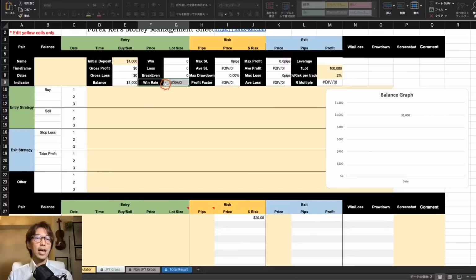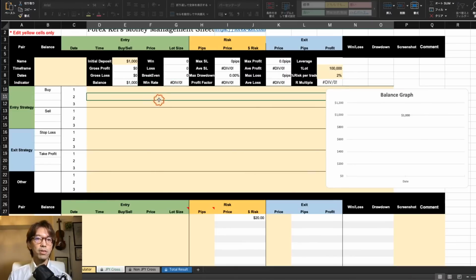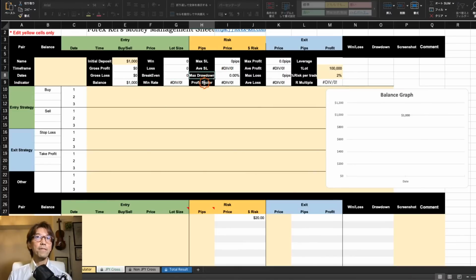Basically, I don't really look at the winning rate. I only focus on max drawdown, profit factor, and our multiple. These three numbers are the most important numbers to focus on. I don't usually look at the balance, or the outcome in terms of money, how much I gain, and also the winning rate, because I think these are not really important to me.